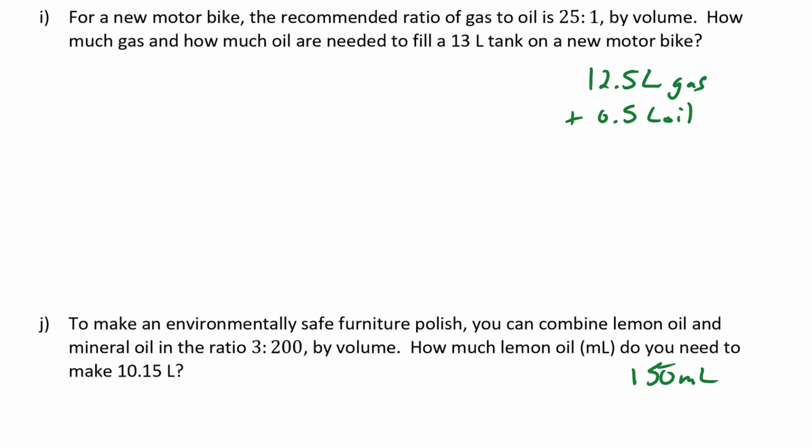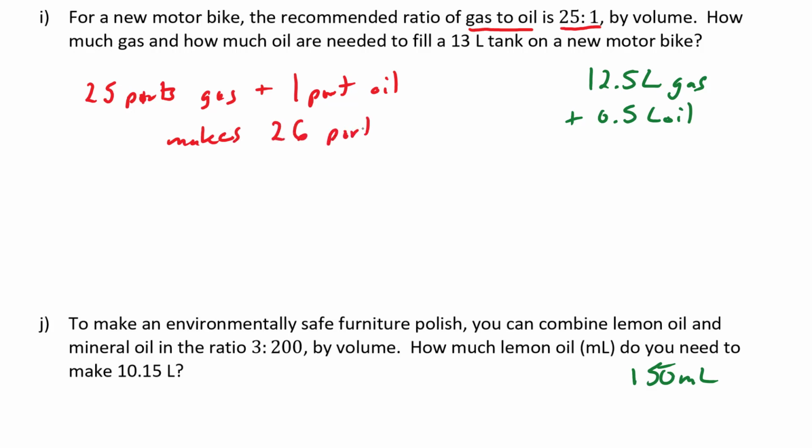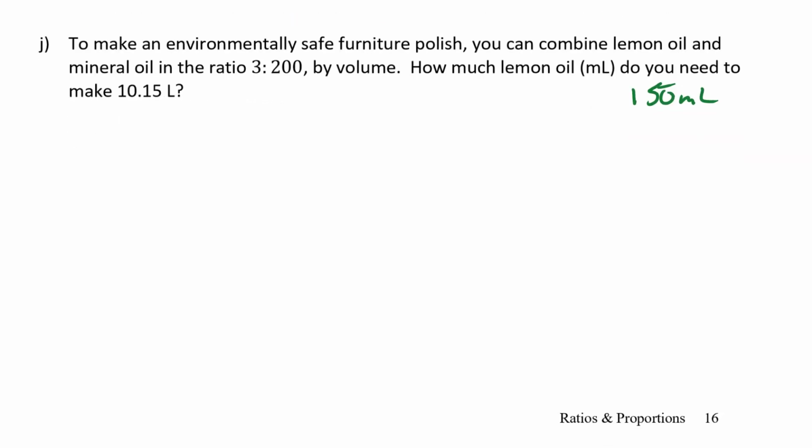The recommended ratio of gas to oil is 25 to 1. What are we making? We're making fuel. So 25 parts gas plus 1 part oil makes 26 parts fuel. Again, we have to combine those together to get our new final volume. If you have any problems with that, you can contact me via email, or you can ask your question during tutorial. Same holds true here.